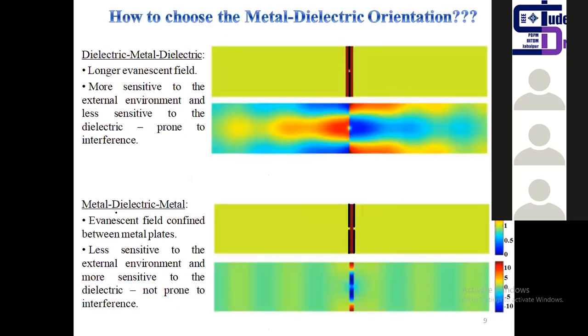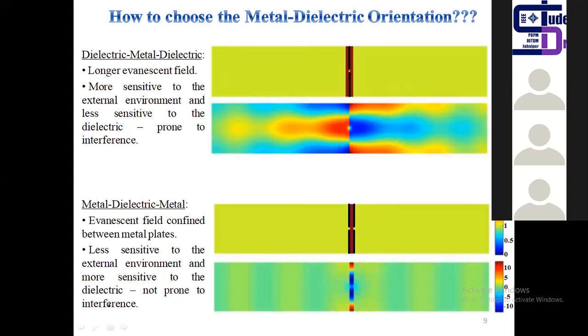Then one thing is, why do we always choose a metal dielectric metal structure? Metal dielectric metal means you have two layers of FSS, and in between there is a dielectric. Why not a dielectric metal dielectric structure? Very simply, the evanescent field, which diminishes within a very short distance from the source, is longer for the dielectric metal dielectric structure. So it's better to go for the metal dielectric metal structure.